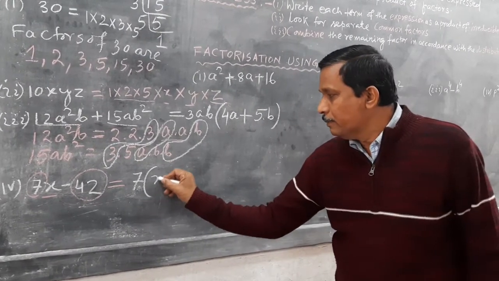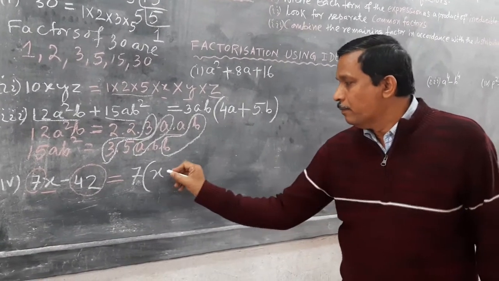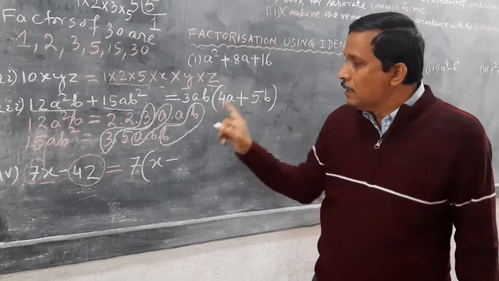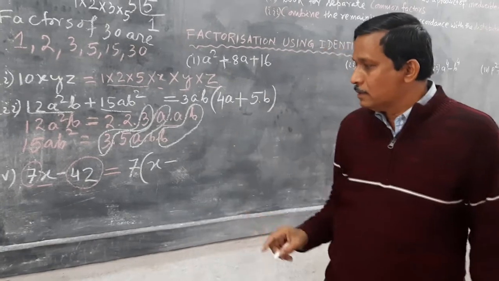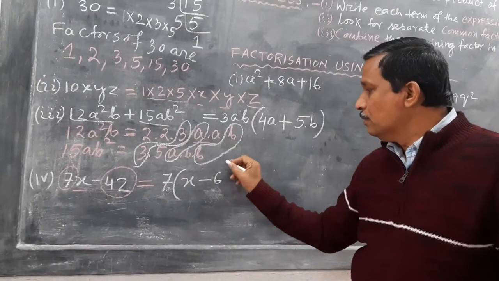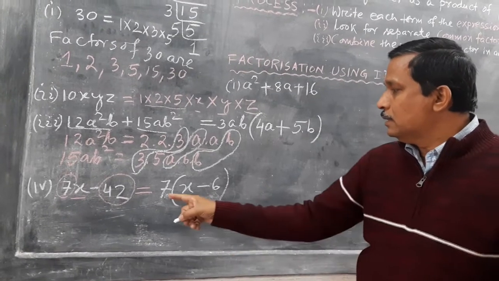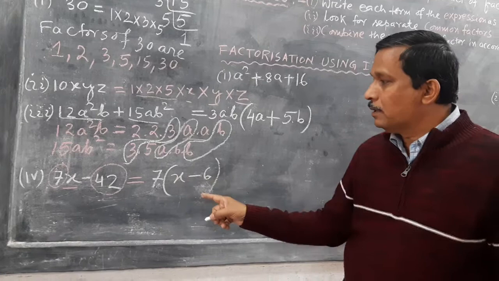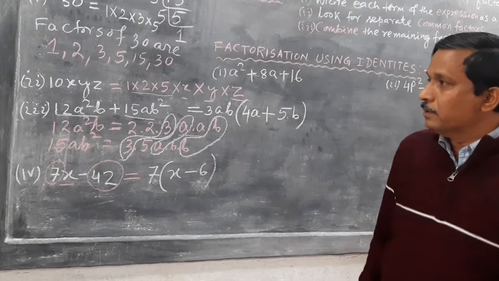X. In the first term it is x minus, because I have told you that if it is plus you take plus, if it is minus you take minus. Now 7 6s are 42. So that is 7 into the whole x minus 6. So this is the factor of 7x minus 42.